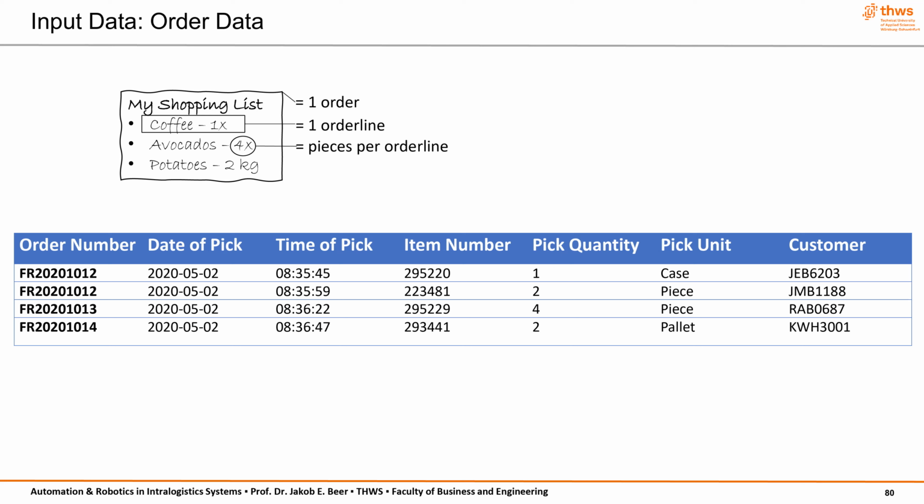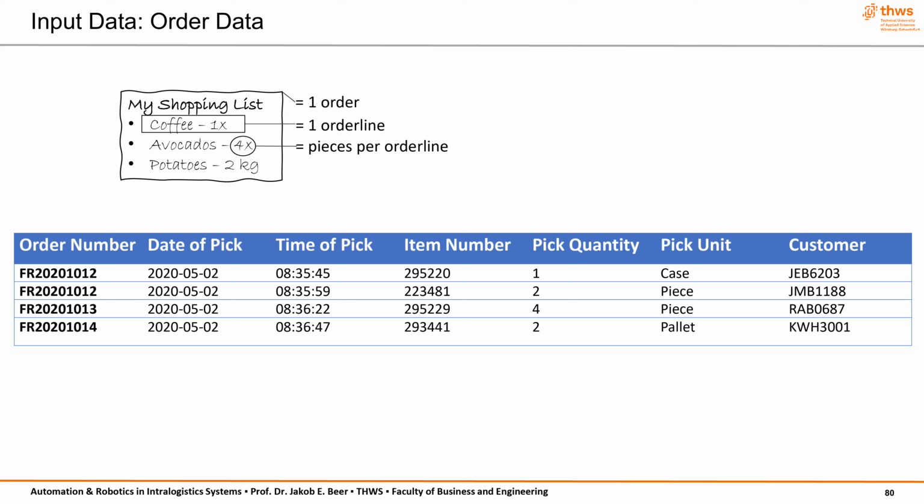The table shown on the slide lists some real or simulated order data, including an order number, date and time of pick, the item number picked, pick quantity, pick unit like piece, case, pallet, and the customer. To make things more intuitive, look at the little sketch above the table. My shopping list. Imagine you go shopping and your list has 3 items, 1 pack of coffee, 4 avocados, and 2 kilograms of potatoes. That's 1 order, but 3 order lines. And one of these lines has a quantity of 4 avocados.